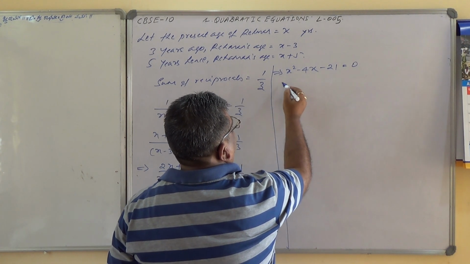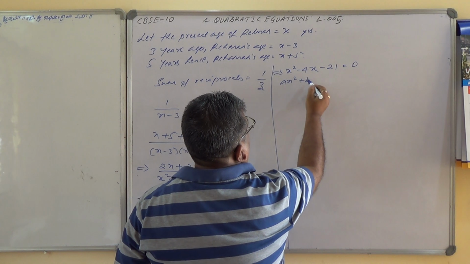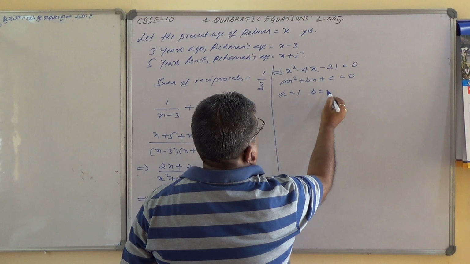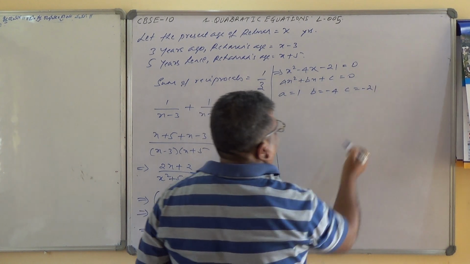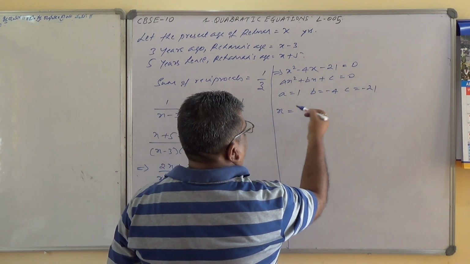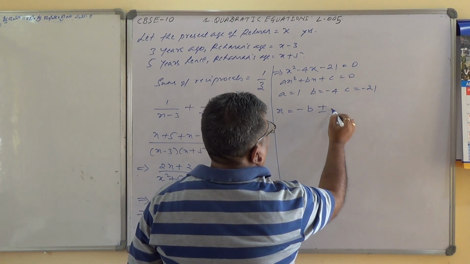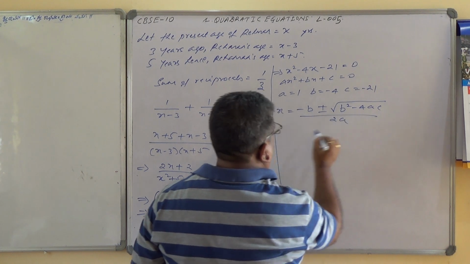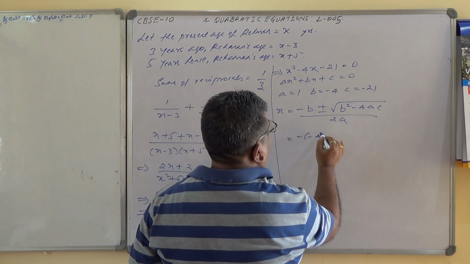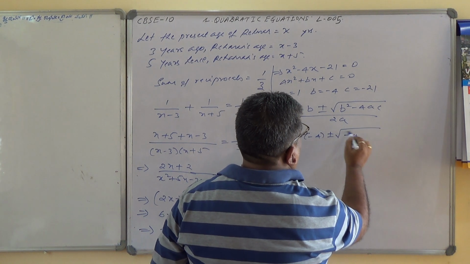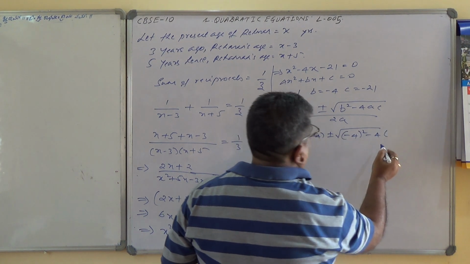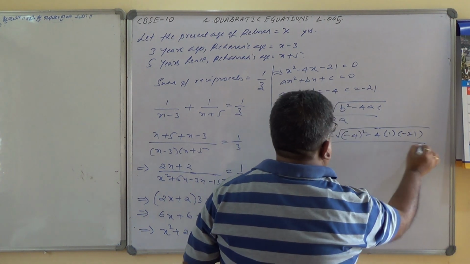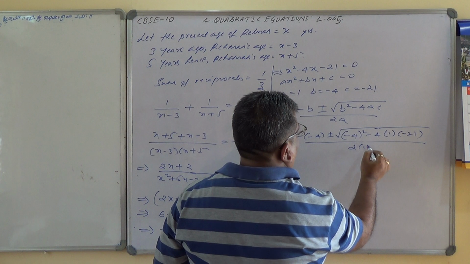Comparing this with ax² + bx + c = 0, a = 1, b = -4, c = -21. So x equals, by the quadratic formula, -b plus or minus the square root of b² - 4ac, divided by 2a, which equals -(-4) plus or minus the square root of (-4)² - 4 times 1 times -21, the whole divided by 2 into 1.